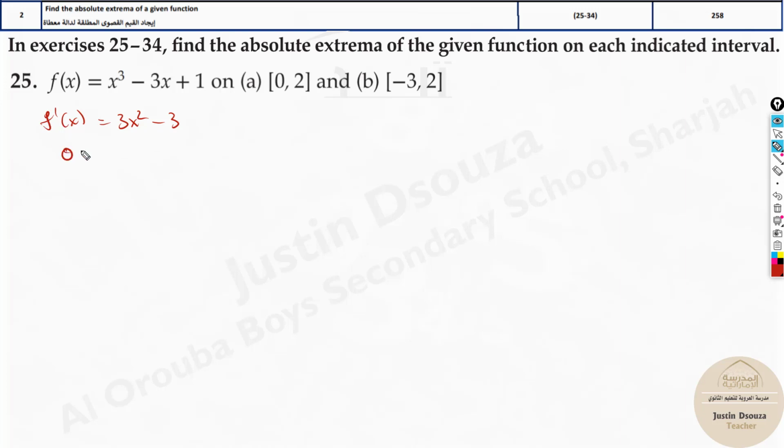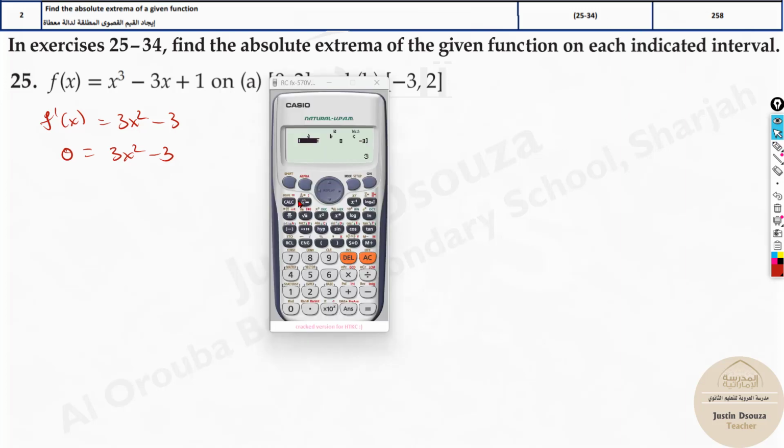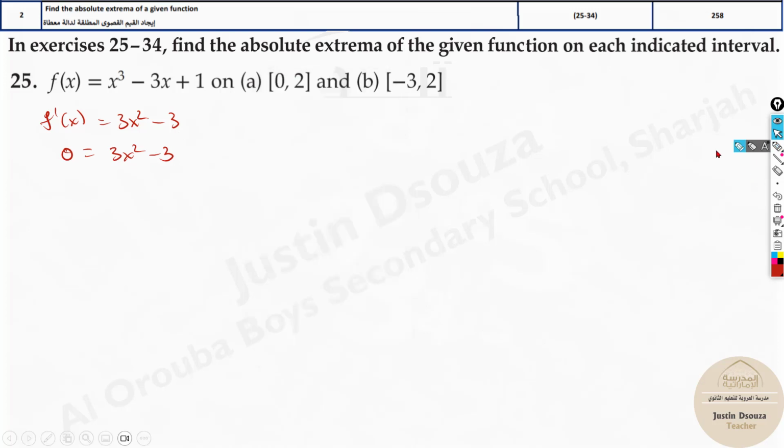Now f dash of x becomes 0, it will be 3x squared minus 3. Now we put it in the calculator. After going to MODE 5 3, you have to put in the coefficients. Coefficient of x squared is 3. There is no coefficient of x, so it's 0. And last, the constant term is minus 3. The answers are x is 1 and minus 1. So the critical numbers are x is equal to 1 and x is equal to minus 1.